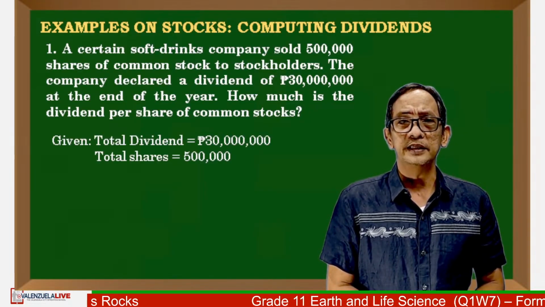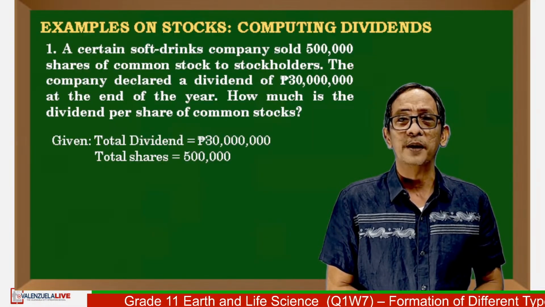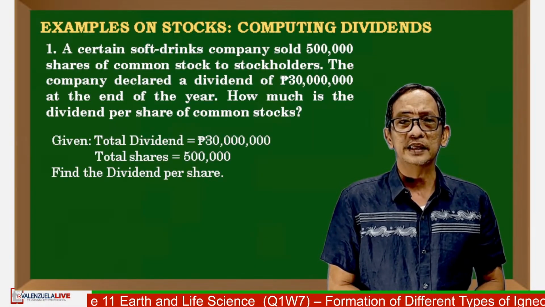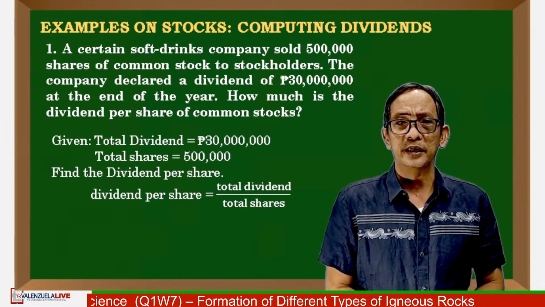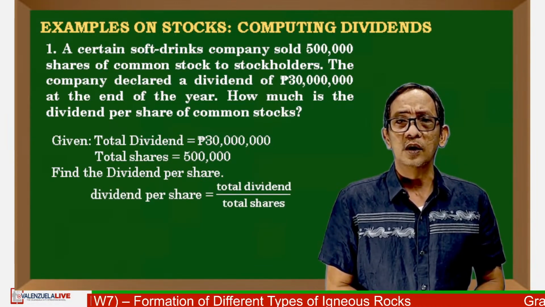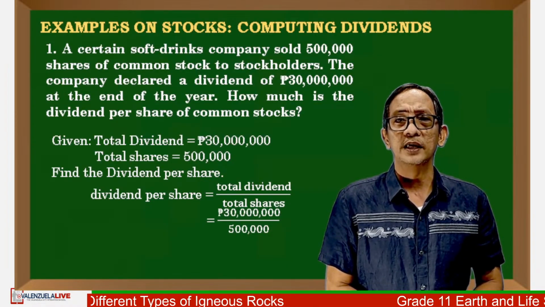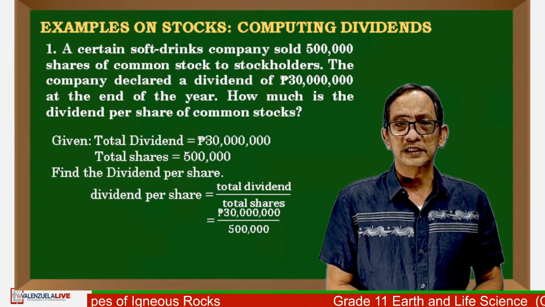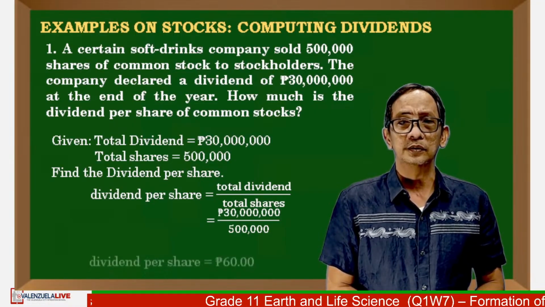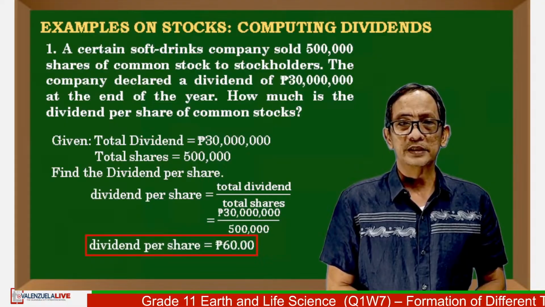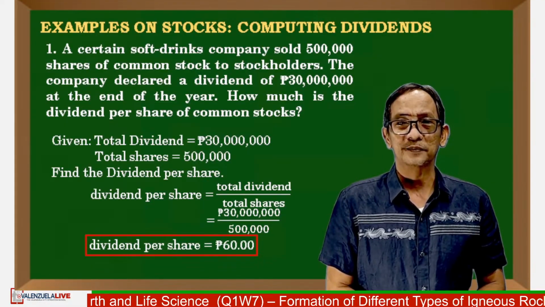Given, total dividend is equal to 30 million pesos. Total shares is equal to 500,000. Find the dividend per share. Dividend per share is equal to the total dividend over the total shares. Substitute the given values. 30 million pesos divided by 500,000 total shares is equivalent to 60 pesos. Therefore, the dividend per share is equal to 60 pesos.